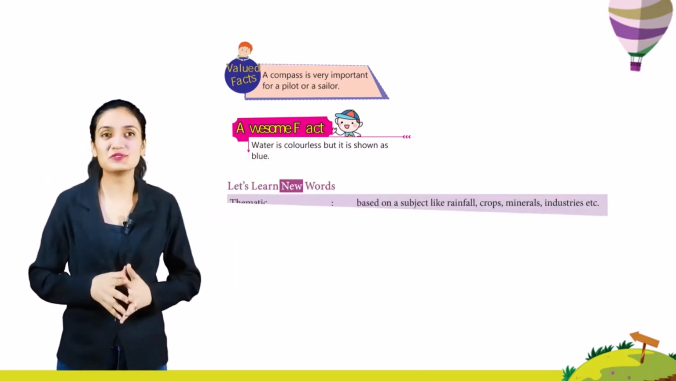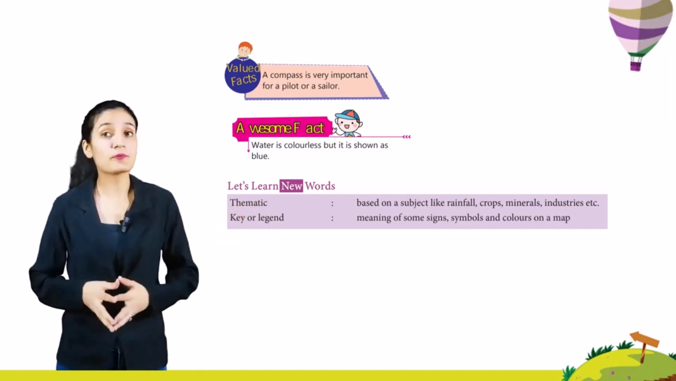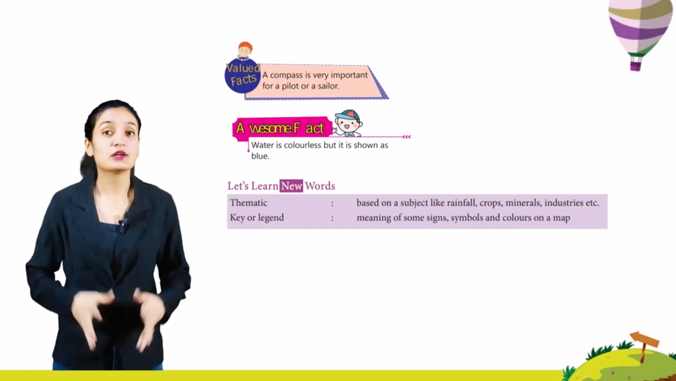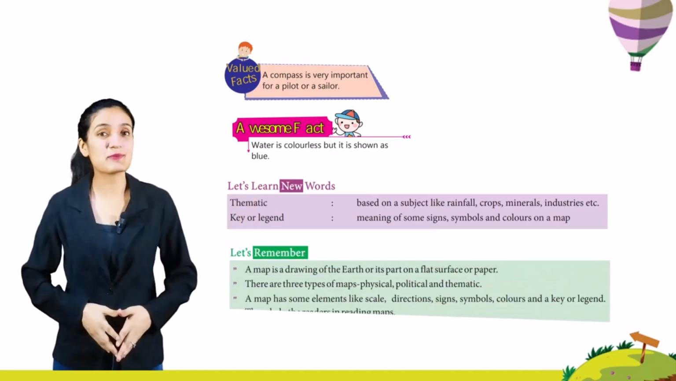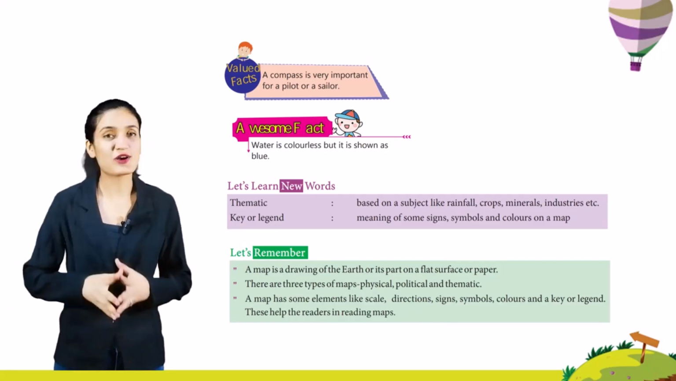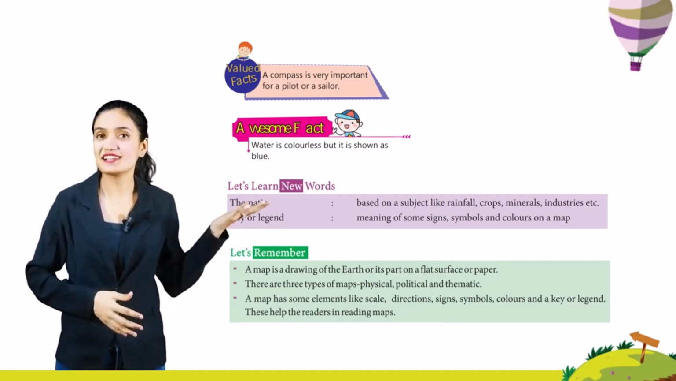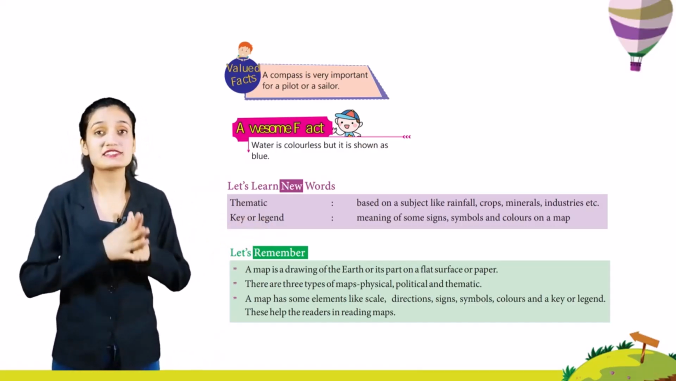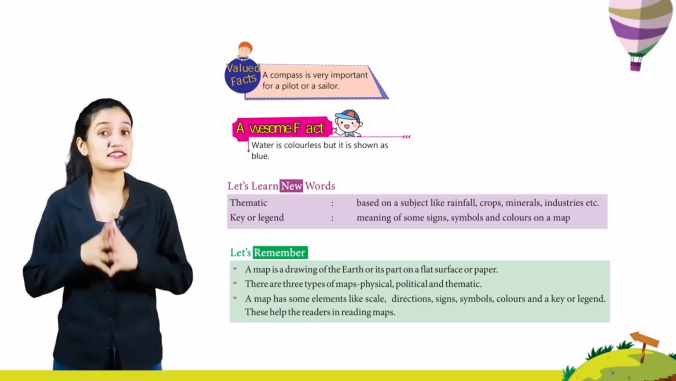Now let's learn new words. Thematic: based on a subject like rainfall, crops, minerals, industries, etc. Key or legend: meaning of some signs, symbols and colors on a map. Now kids, let's remember, a map is a drawing of the earth or its parts on a flat surface or paper. There are three types of maps: physical, political and thematic. A map has some elements like scale, direction, signs, symbols, colors and a key or legend. These help the readers in reading maps.